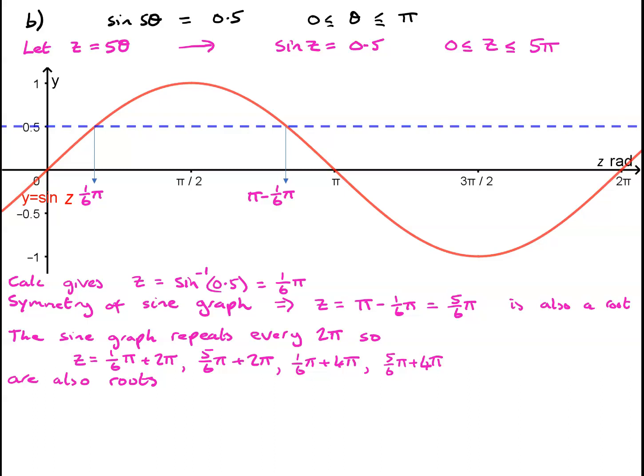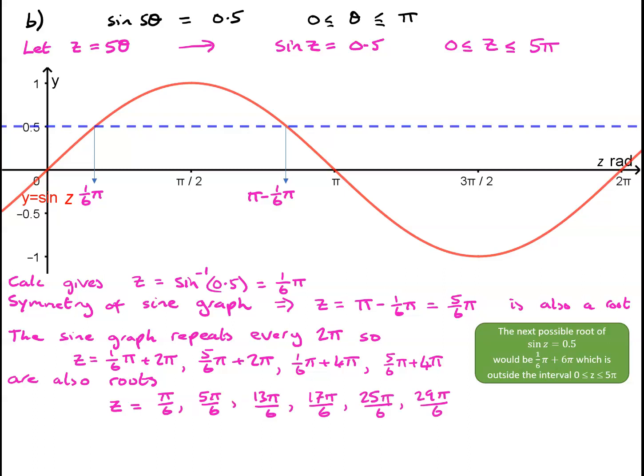There won't be any more after that because the next one on would be 1/6 pi plus 6 pi, and that is bigger than 5 pi. So it is outside the interval in which we're interested. So we've now found that the solution of the equation sine z equals 0.5, where z lies between 0 and 5 pi, is given by z equals pi by 6, 5 pi by 6, 13 pi by 6, 17 pi by 6, 25 pi by 6, and 29 pi by 6.